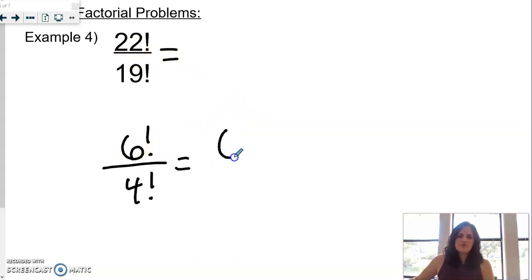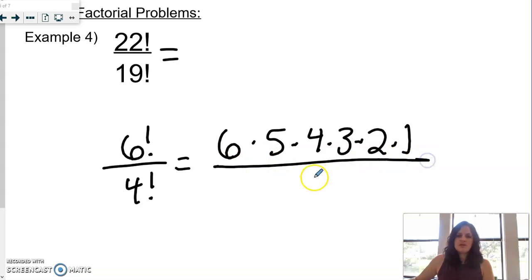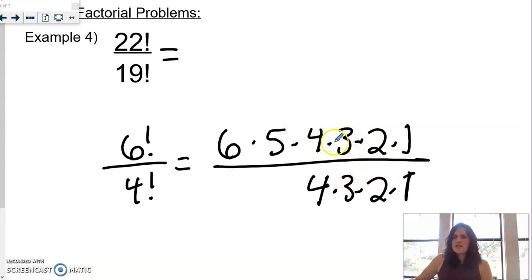So 6 factorial, if we expand it, means 6 times 5 times 4 times 3 times 2 times 1. 4 factorial, and it would be handy if you would line them up, the 4s on top of the 4s, is 4 times 3 times 2 times 1. Using rules that we should already know from simplifying, say, exponential expressions or other fractions, I can basically divide the top and bottom. 1 is unnecessary, right? We don't have to multiply by 1.